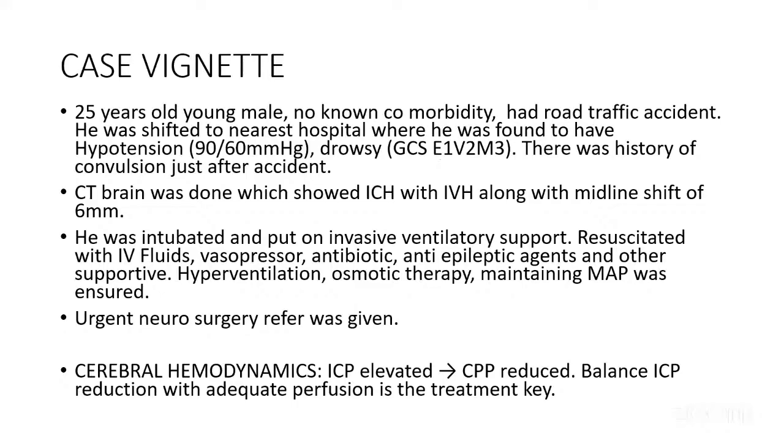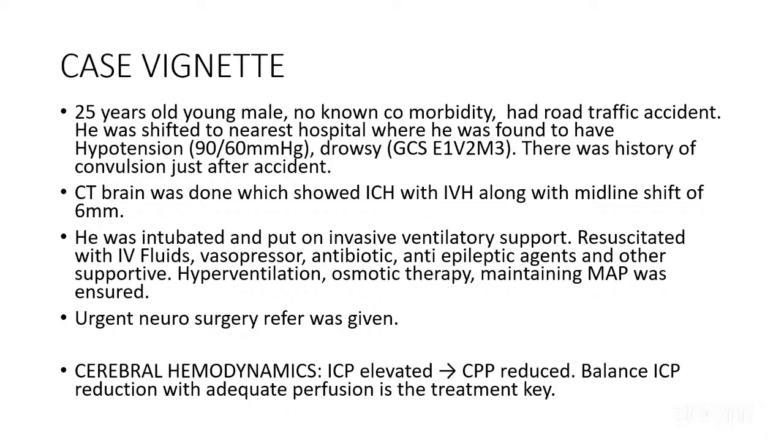There is a 25-year-old male with no known comorbidity who had a road traffic accident. He had a head injury, and that's why he was shifted to the nearest hospital. There he was found to have a low GCS, E1, V2, M3, along with hypotension. He had a history of convulsion just after the accident.